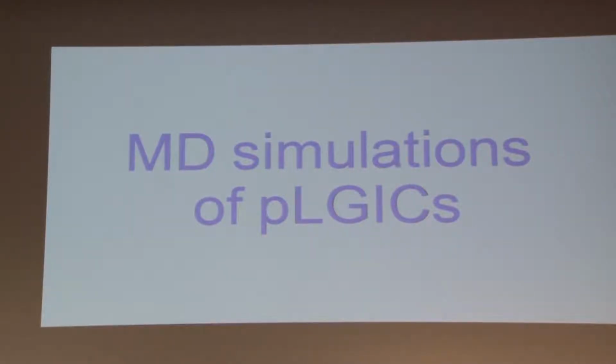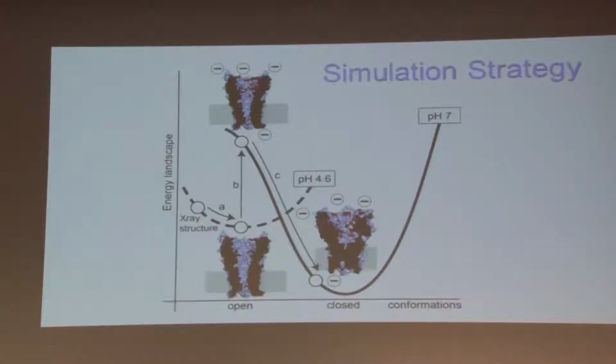Okay, so what is our strategy? Our strategy is very simple. What we want to do is to trigger a spontaneous isomerization of the channel in one direction or the other and watch it live through molecular dynamics. So this sounds like impossible, and so how can we do that?